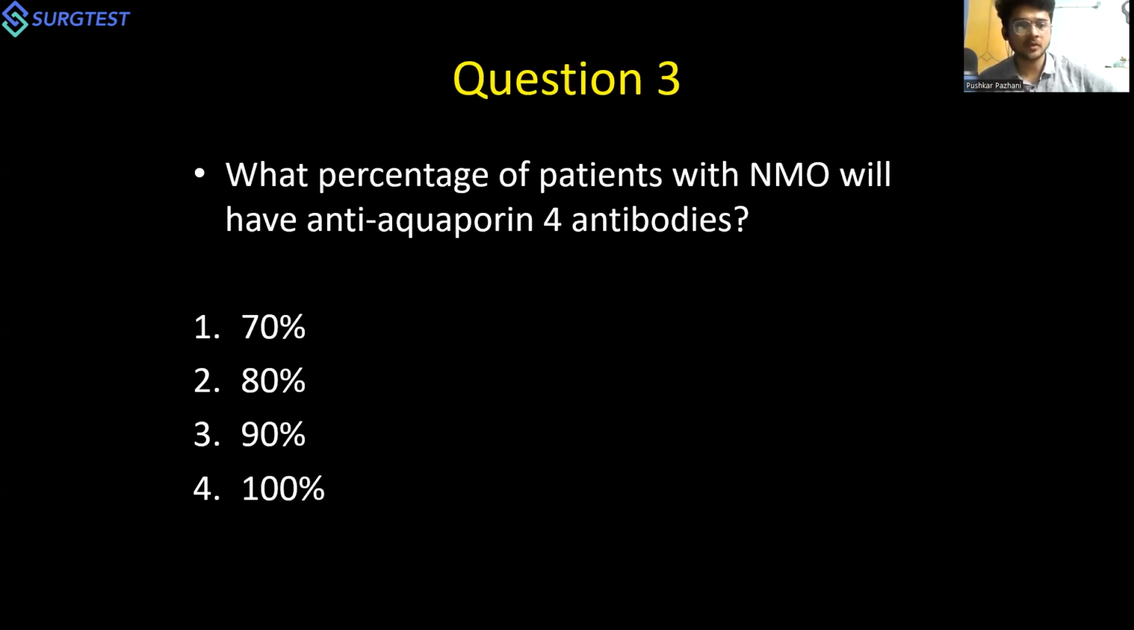Anti-Aquaporin 4 is a very sensitive as well as specific antibody for NMOSD. We can check it both in the serum as well as in the CSF. But this question is mainly about serum Aquaporin 4. It's great that many of you are trying as well as getting the right answer. A few have answered with the answer from the old edition. That's all right.